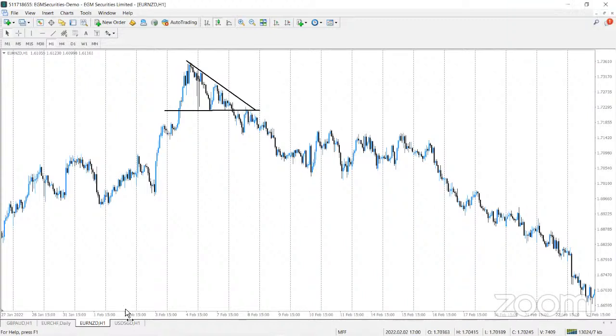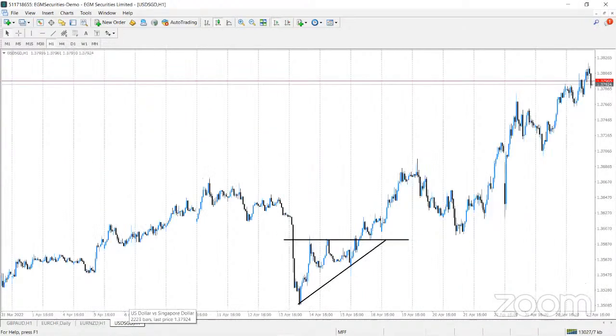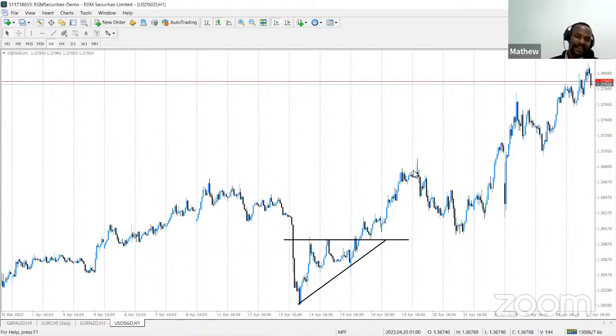Exactly. And this Singapore dollar one was also really nice. We had a push down, and then buyers attempted to bring it back up. Sellers failed to take it lower. And then you had this push and pull before a breakout, a retest, and then the market took off. For all these, especially on these time frames, I think patience is of importance.